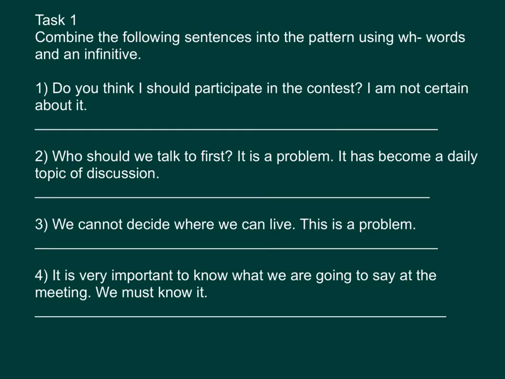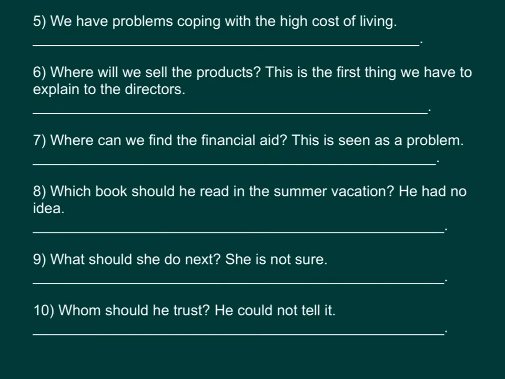Question 3. We cannot decide where we can live. This is a problem. Question 4. It is very important to know what we are going to say at the meeting. We must know it. Question 5. We have problems coping with the high cost of living. Question 6. Where will we sell the products? This is the first thing we have to explain to the director. Question 7. Where can we find the financial aid? This is seen as a problem.